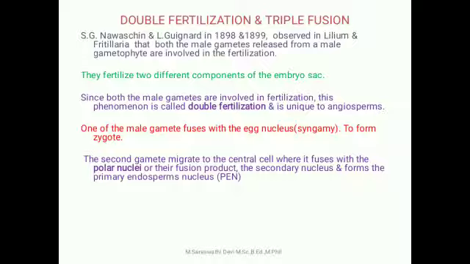Since both the male gametes are involved in fertilization, this phenomenon is known as double fertilization, and it is common in angiosperm plants. One of the male gametes fuses with the egg nucleus, known as syngamy, to form a zygote. Then the second gamete migrates to the central cell, where it fuses with the polar nuclei, or their fusion product, the secondary nucleus, to form the primary endosperm nucleus, PEN.